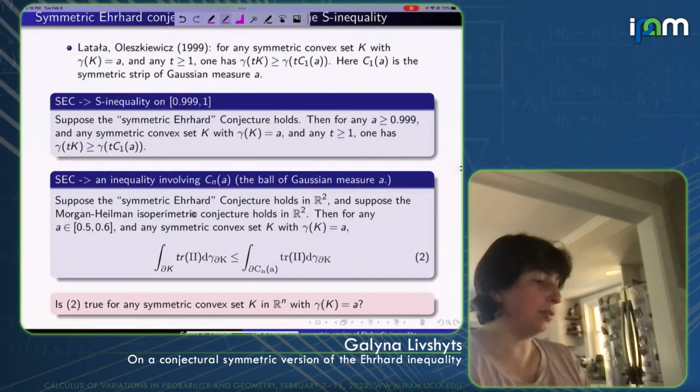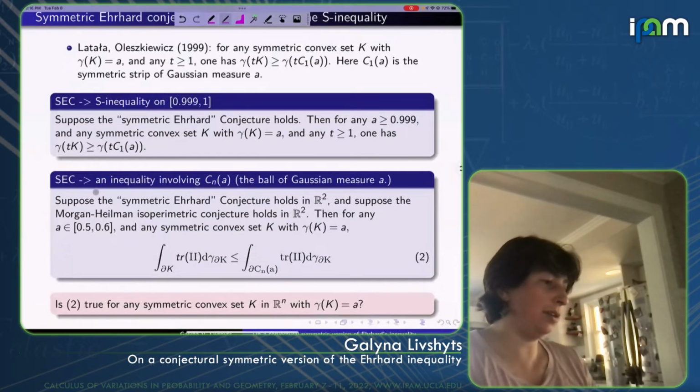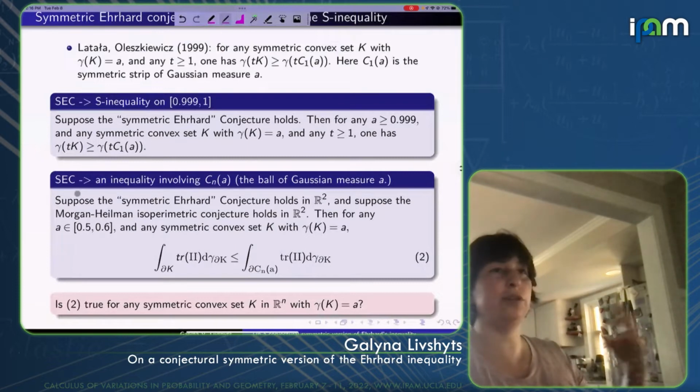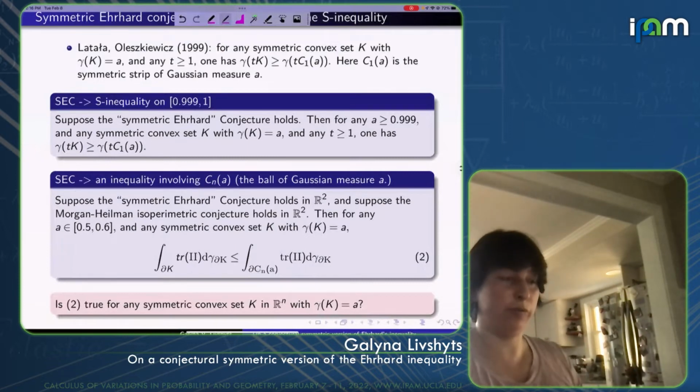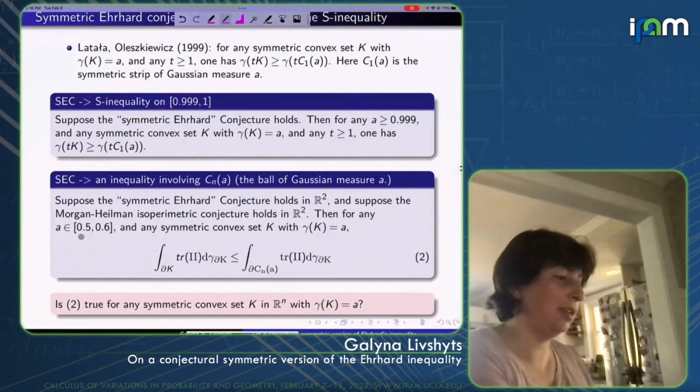I'd like to also remark that if we assume the symmetric Ehrhard inequality holds, and if we assume that the Gaussian isoperimetry holds, we don't know if it holds or not, then one could actually get that, at least on the plane, the following curious property holds for any symmetric convex set of measure between 0.5 and 0.6, roughly speaking.